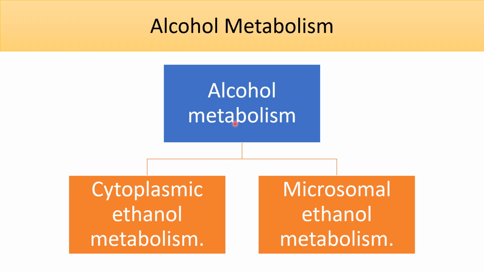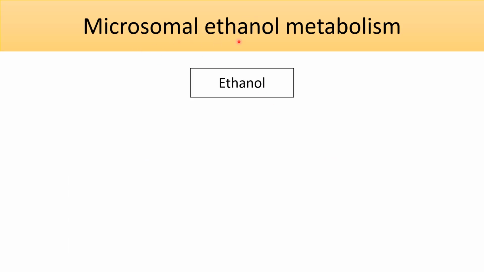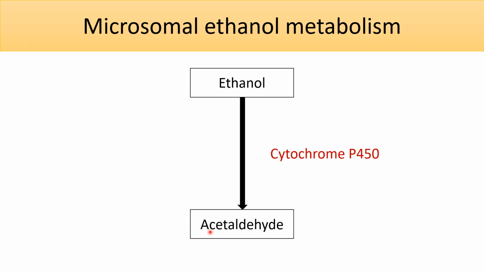When a person consumes an excess amount of ethanol, that excess alcohol will be metabolized by microsomal ethanol metabolism. So let's see how this microsomal ethanol metabolism occurs. In microsomal ethanol metabolism, instead of alcohol dehydrogenase, which acts on ethanol, here cytochrome P450 will act on ethanol to dehydrogenate it, resulting in formation of acetaldehyde. So instead of alcohol dehydrogenase, here you have cytochrome P450. So it is going to dehydrogenate the ethanol.